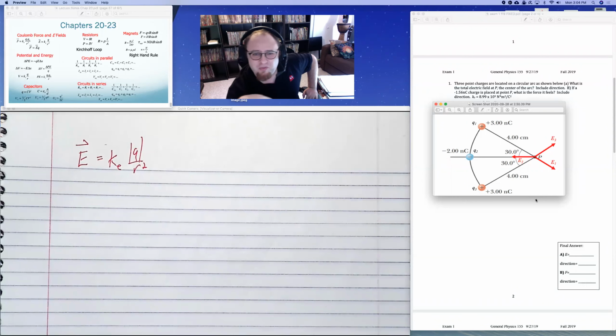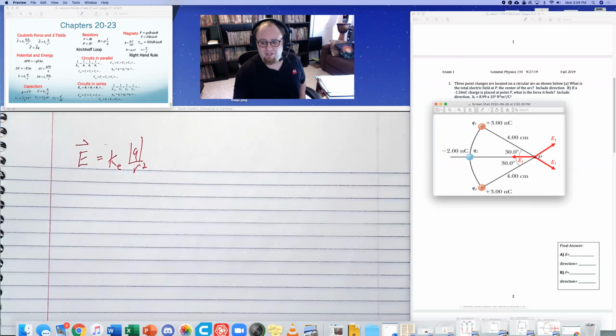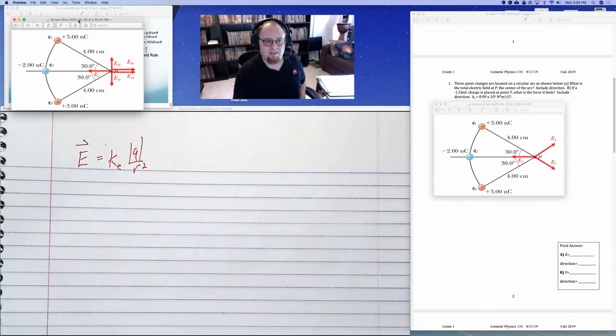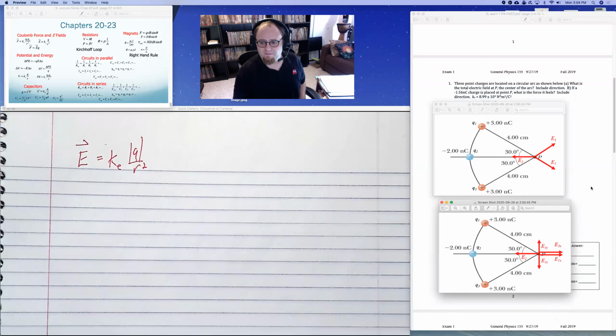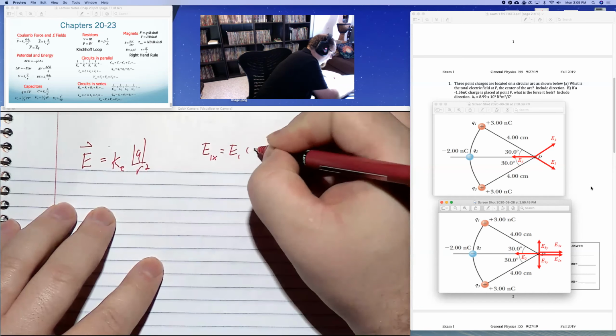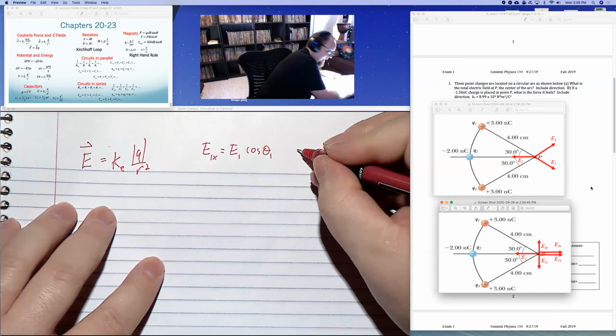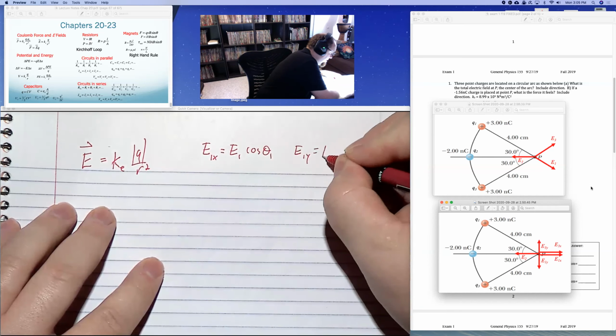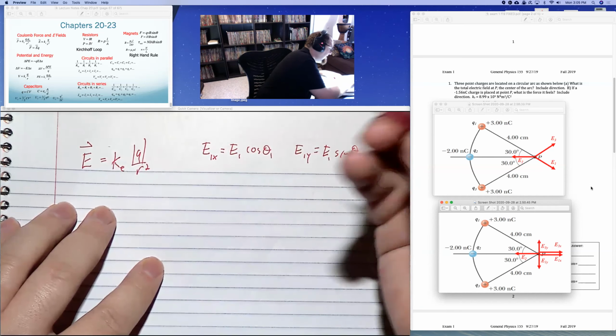I see this E1 and E3, they're at some angle. I know the angle. They're both at 30 degrees respectively, because that's marked right on here, but they're not straight along X or straight along Y. So I'm going to take E1 and E3 and say, let's not treat them like that. Let's break them into components. E3 has an E3X and E3Y. E1 has E1X and E1Y, where E1X equals E1 cosine theta 1, and E1Y equals E1 sine theta 1, and the same thing for E3.